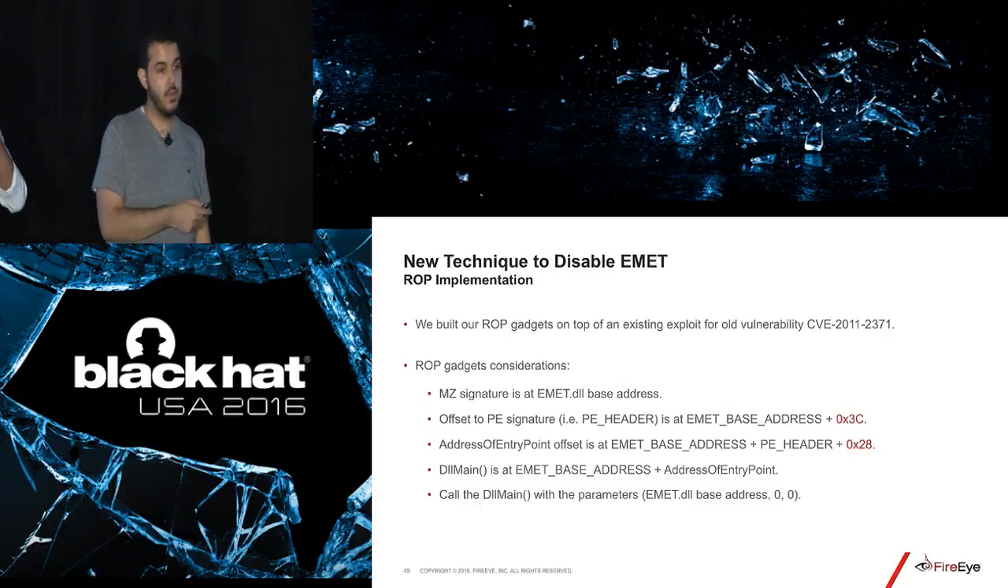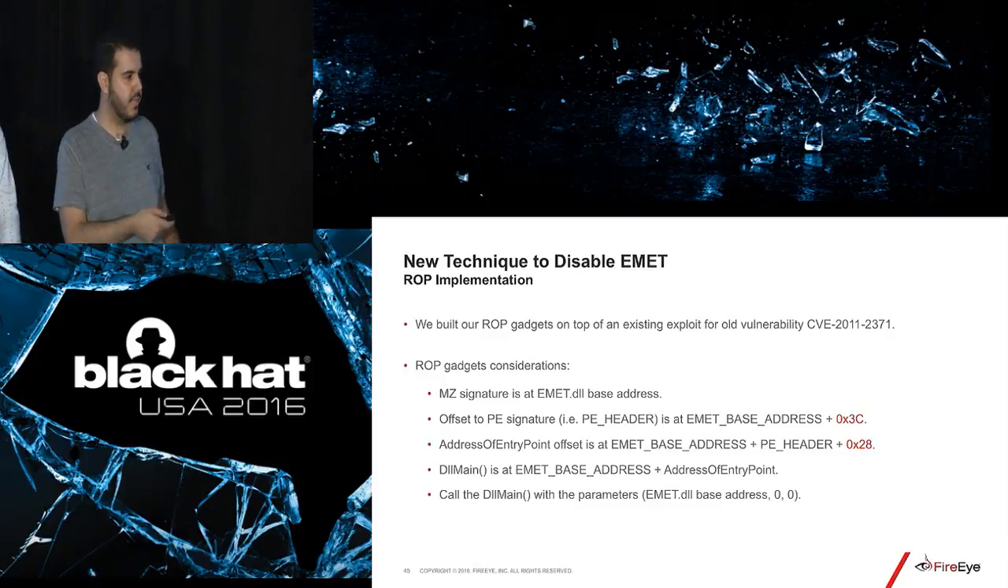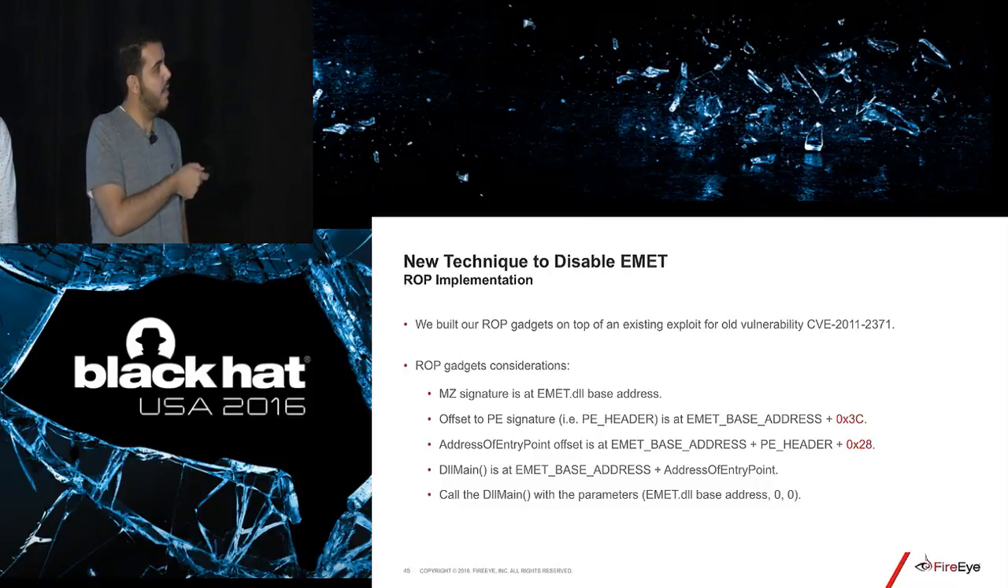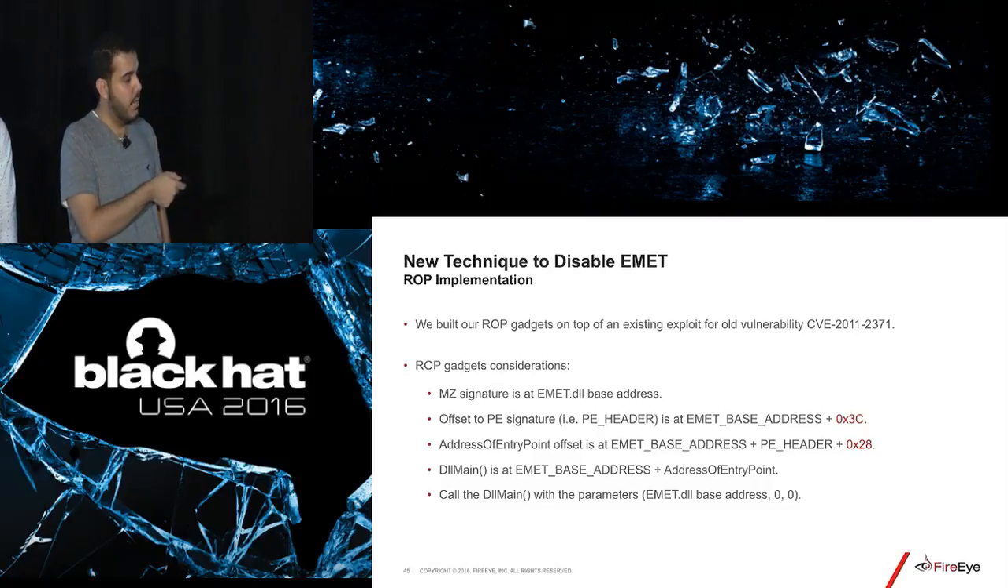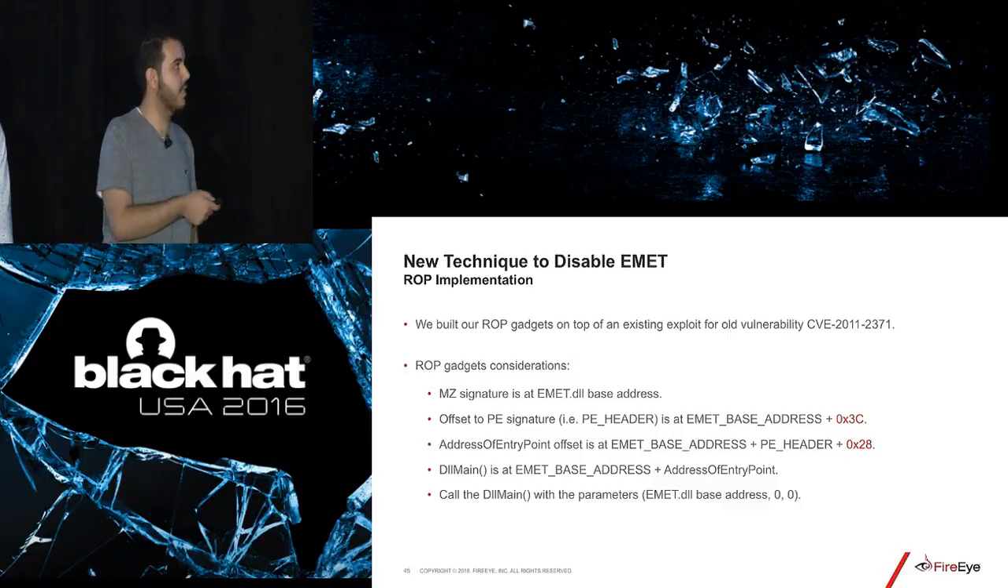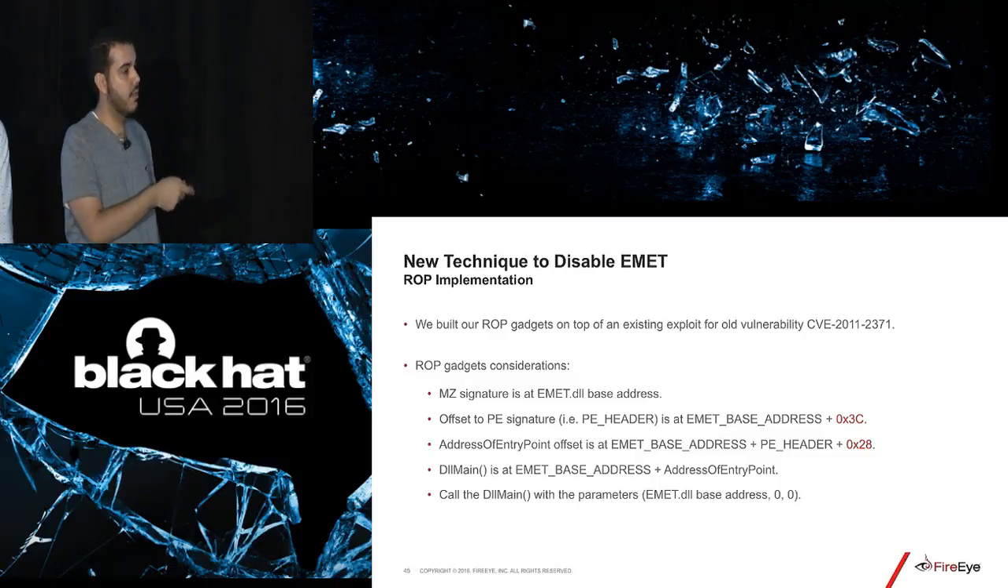For the exploit implementation, we took an old exploit for Firefox, installed EMET 5.2.0.1, and added our ROP gadgets on top of that exploit. Basically, we weren't trying to jump directly to the offset as we discussed earlier. We were trying to locate the DllMain, and then send the right parameters to get to the unloading code.